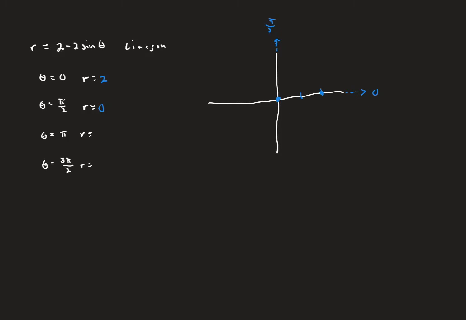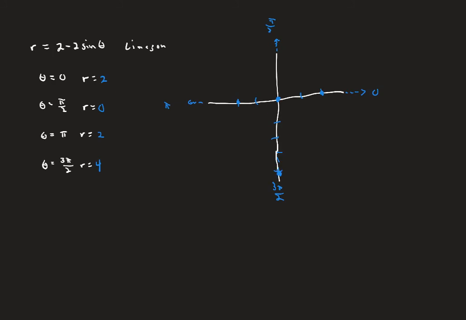At pi, sine is 0 again, and so that's going to give me an r value of 2 again. So our angle pi is coming out this way. I'm going to come on that angle out 2 from the pole and plot that point. And finally, at 3 pi over 2, sine is negative 1, so that's going to be 2 minus 2 times negative 1, which is an r value of 4. So on the angle of 3 pi over 2, I'm going to come out 1, 2, 3, 4, and plot that point right there.